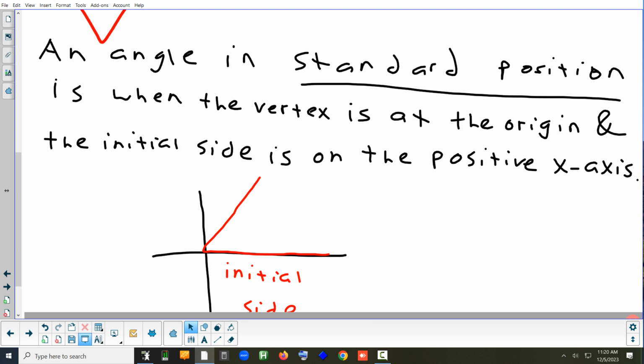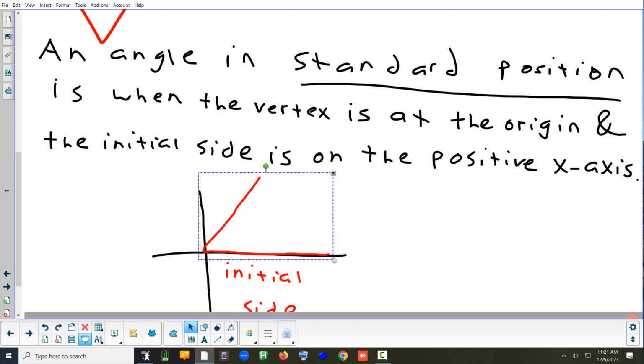Now, based on that definition, what if I did that? Is that standard position? What do you think, Jake? It's not at the origin. The initial side is okay, it's still on the positive x-axis, but the vertex isn't at the origin. So no, that is not standard position.